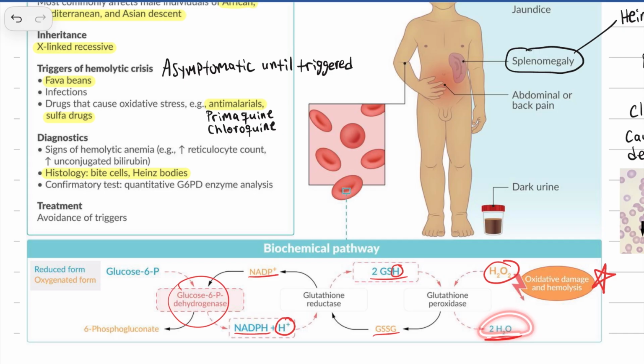So our red blood cells normally live in a very stressful environment full of different oxidative stressors, and the body handles them pretty well using glutathione and G6PD. However, when you have certain stressors that can trigger this crisis, then we can't get rid of our oxidative damage, and that causes the red blood cells to lyse and to be destroyed. So that's how that works.